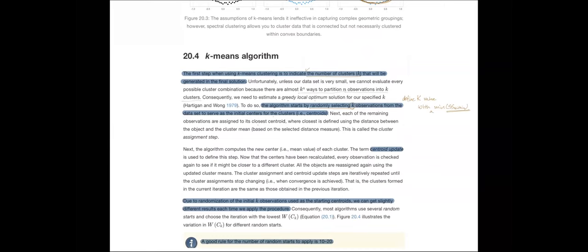And the rule of thumb for the random start is 10 to 12 in a normal data set. But this number actually depends on the data set size.